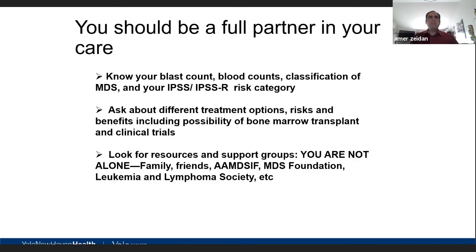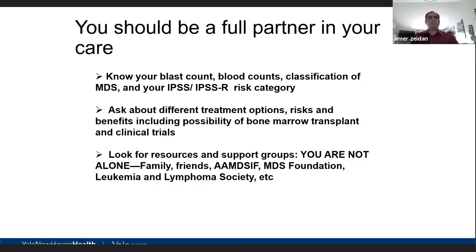However, the main use of Neupogen in MDS is actually to help the anemia in certain situations. There is some literature that adding Neupogen to erythropoiesis stimulating agents, such as ESAs, can actually increase red blood cell production and improve the anemia.